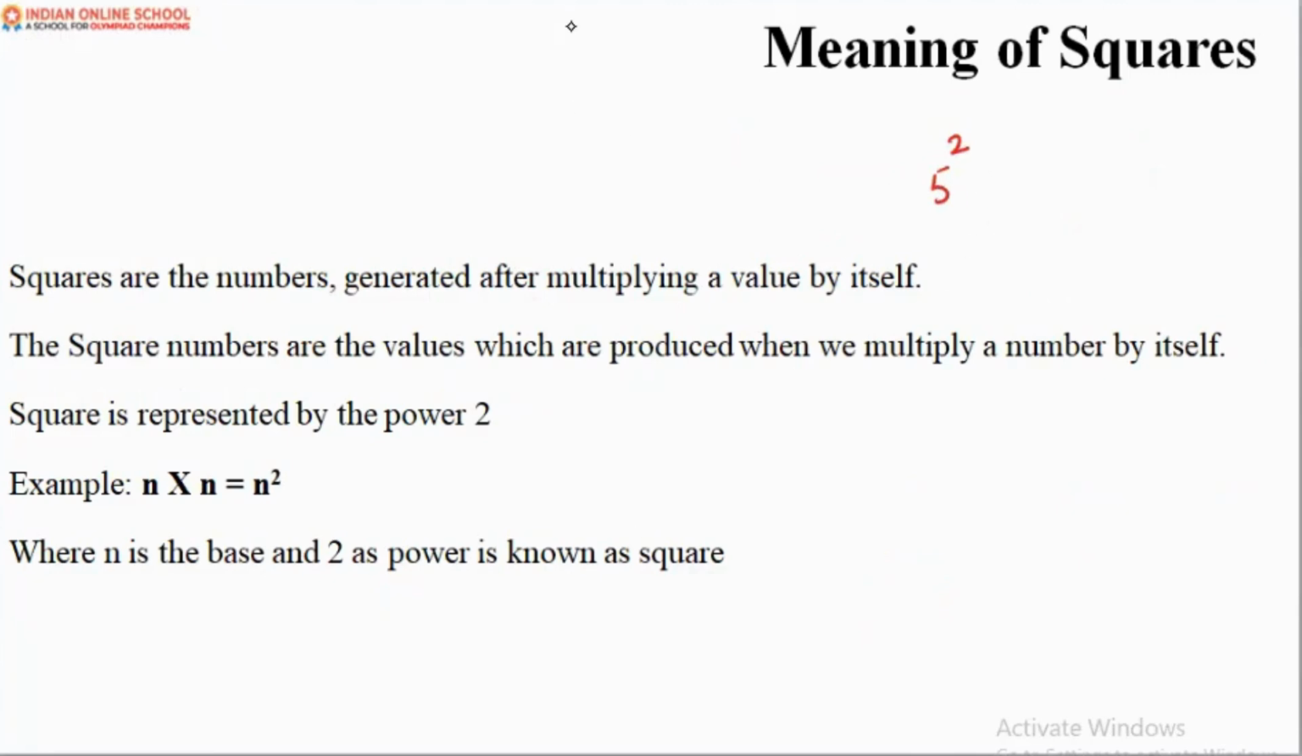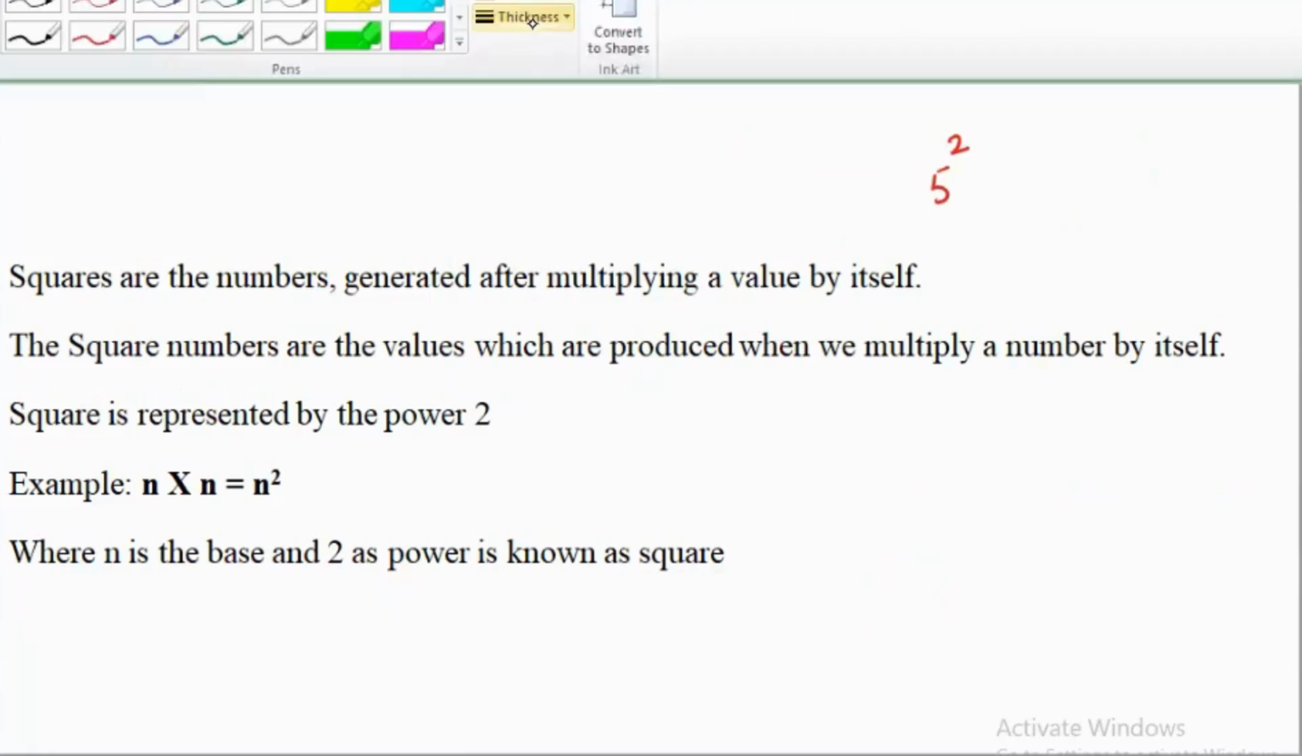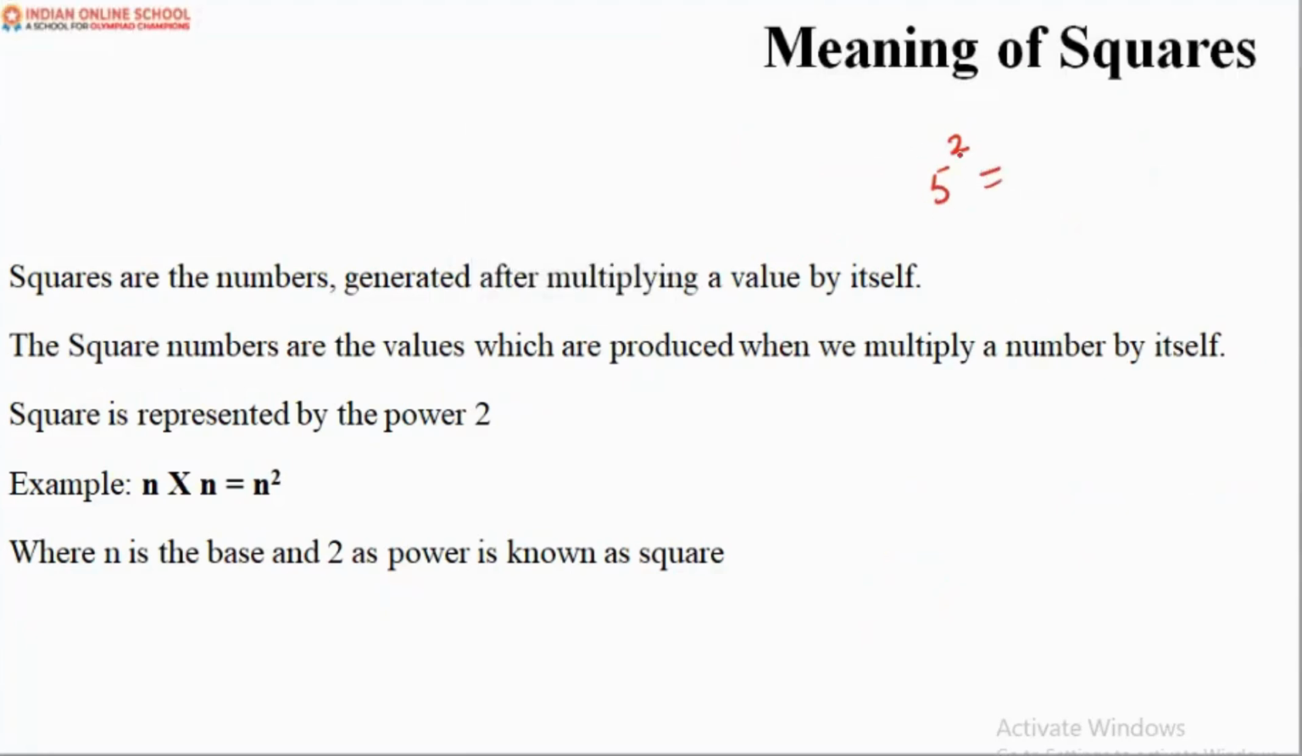Okay, so when I'm writing 5 raised to the power 2, that means what? I can read it as 5 square. Okay, and this is what? This is the power, which is 2. And since the power is 2, that's why we are calling it a square. And this particular number is known as its base. Got it, everybody? Now understood what is a square and why we are calling it a square? Yes, ma'am.